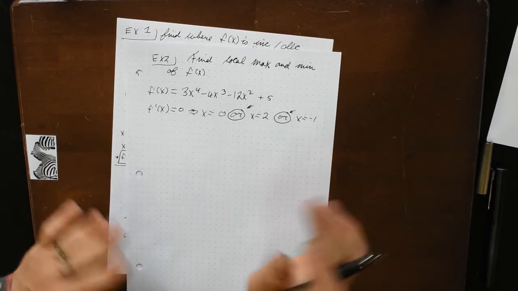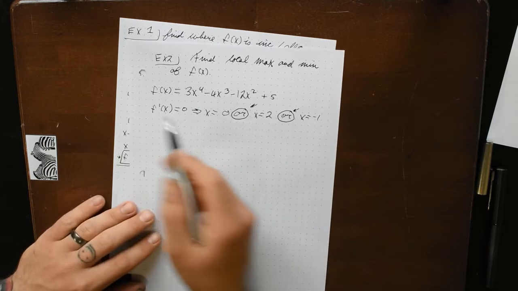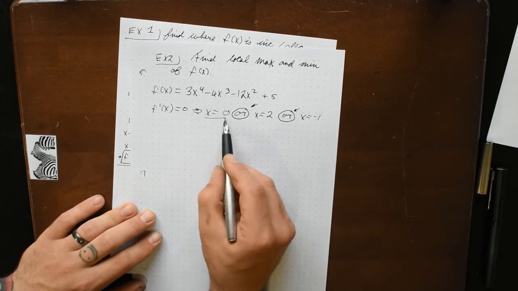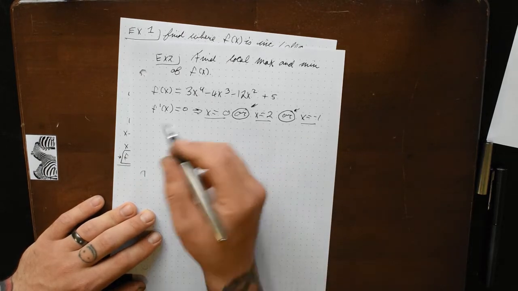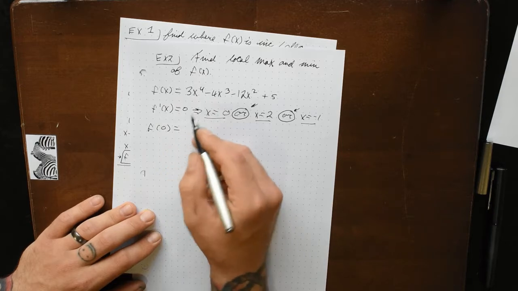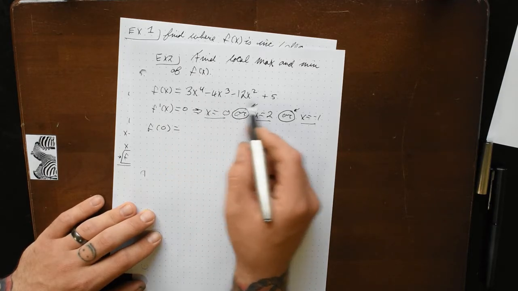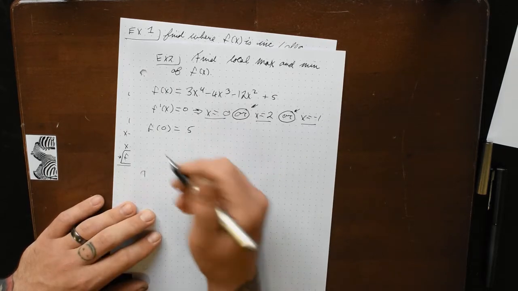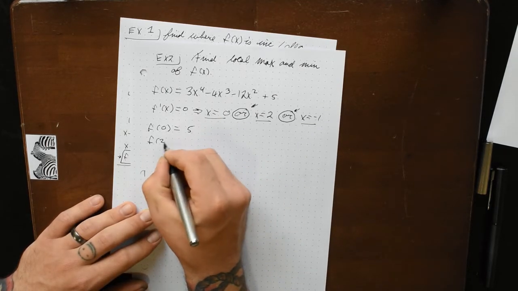So we want to find our local maximum and local minimums. That means we want to figure out the value of f given these values of x. So we want to calculate f of 0. F of 0 is straightforward. That's 0 to the 4th minus 0 cubed minus 0 squared plus 5. F of 2 will require a little bit more work.